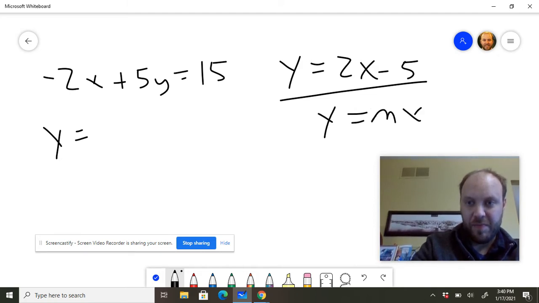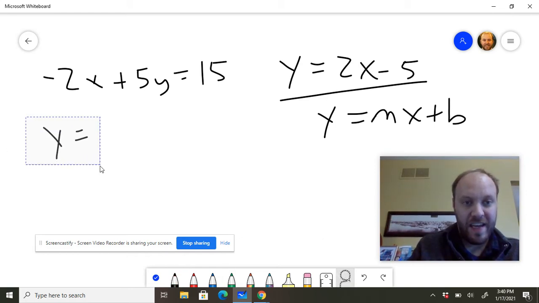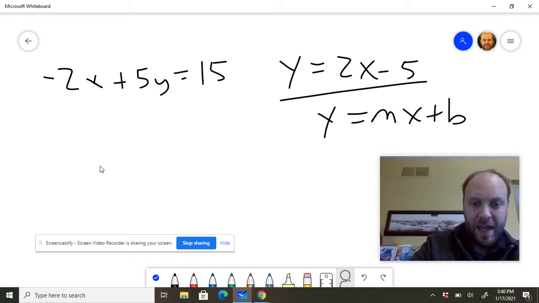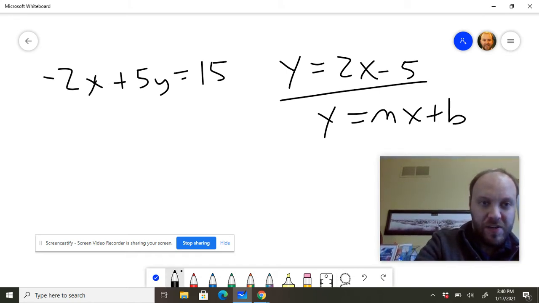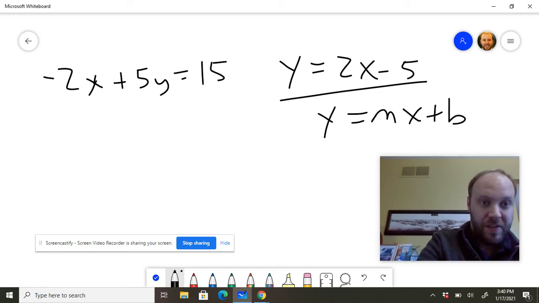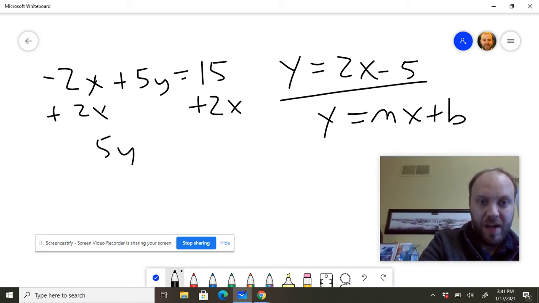That's y equals mx plus b form. The first equation is not in slope-intercept form, and so we're going to need to go back and put that into slope-intercept form. Remember, you've got to isolate the y variable. And so in this equation over here, in this particular case, I can add 2x to both sides. And so we're going to end up getting 5y is equal to 2x plus 15. And then we'll divide everything by 5.